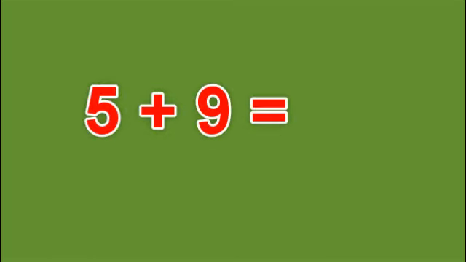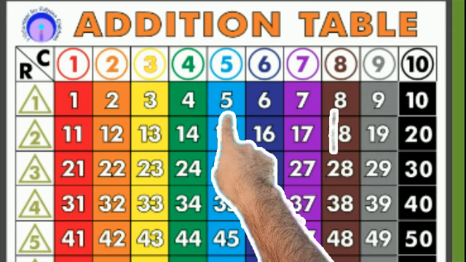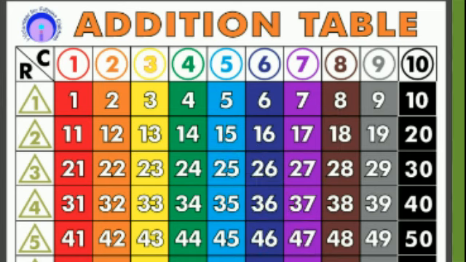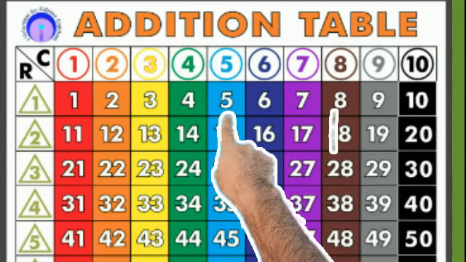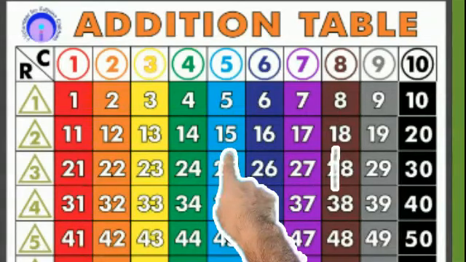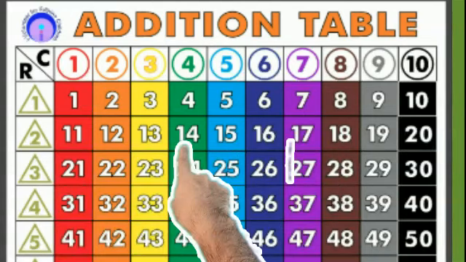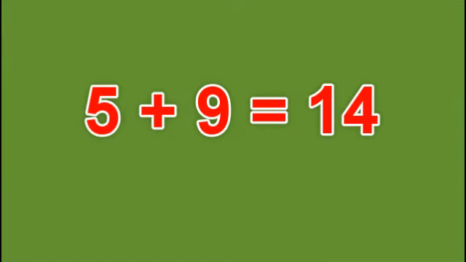Let's have another example. 5 plus 9 is equal to what number? This is the number 5. We are going to add 9, and the fastest way of doing it is plus 10 minus 1. How do we use the addition table in adding 10? Very easy. 5 plus 10 is equal to the number below 5. And the number is 15. Minus 1 is equal to 14. 5 plus 9 is equal to 14.